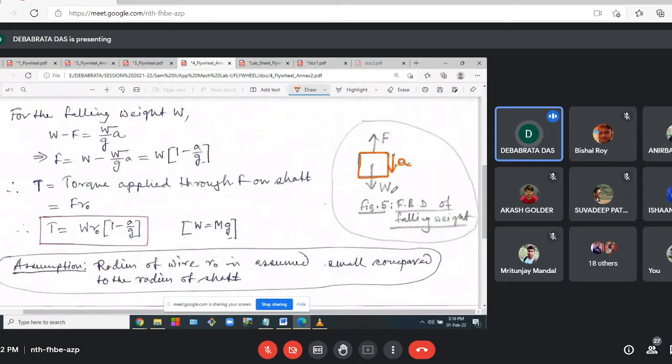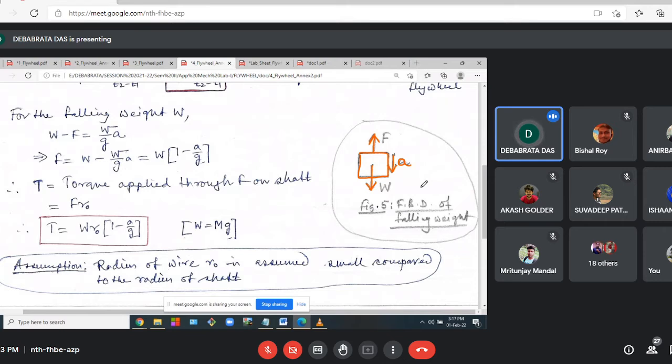Then what are the forces acting on it? In the downward direction, its own weight. In the upward direction, the wire tension. So what is the net force? We will apply Newton's second law of motion. W minus F equals mass into acceleration. So what is the mass? W by G. So W minus F equals W by G into A. So F is equal to W minus W by G into A.